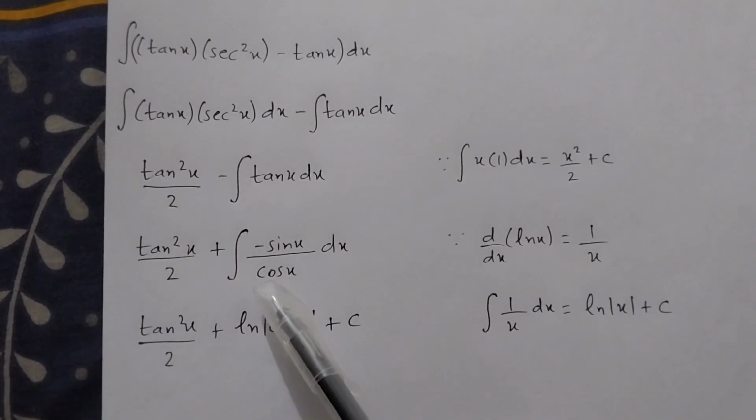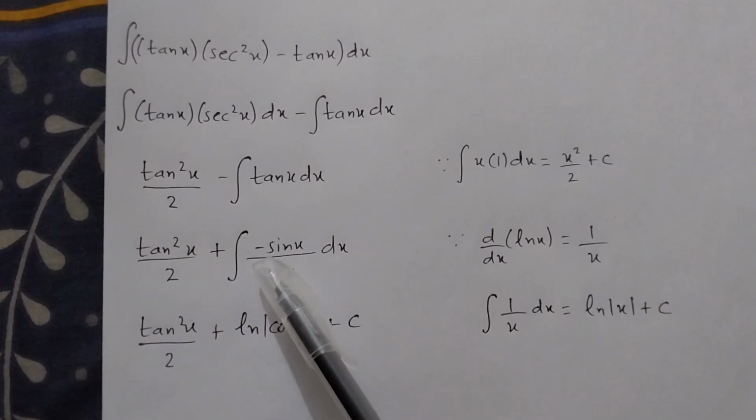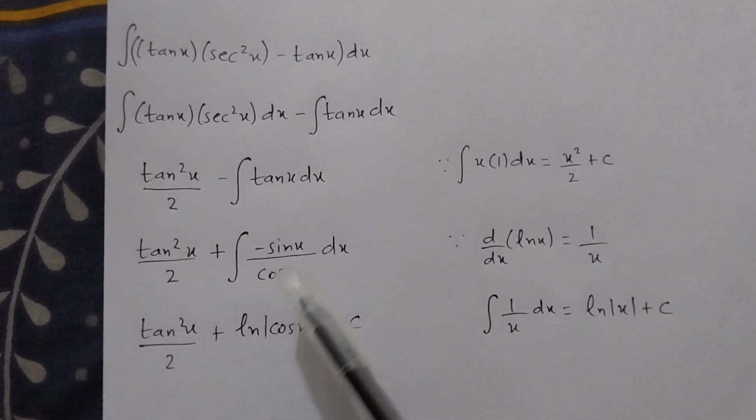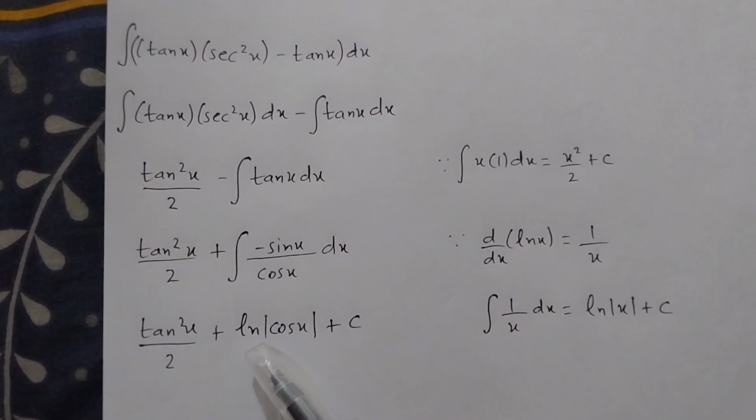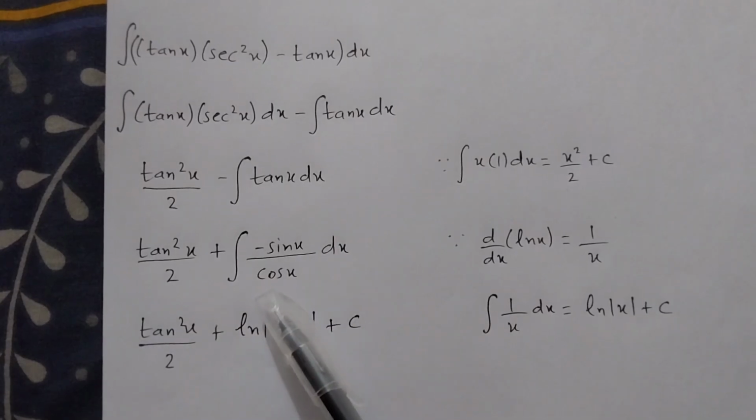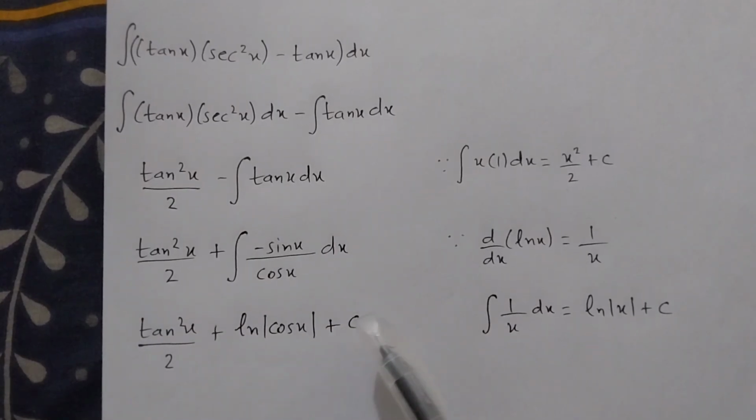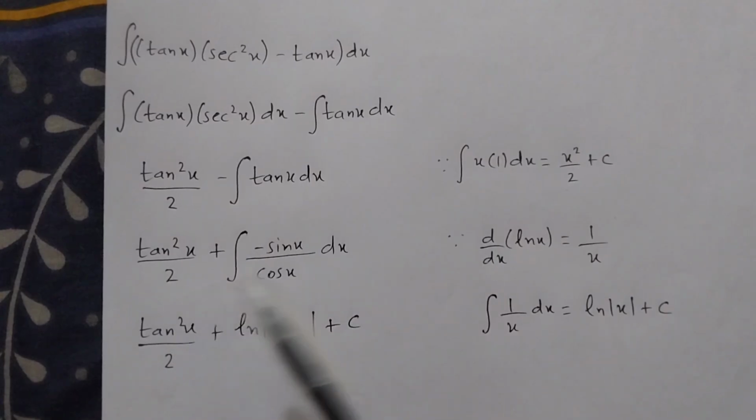So we have cos of x and its derivative is written right above it. So the integral of this will be natural log of absolute of that function, which is cos of x, plus c. So this is the integral of tan cube of x.